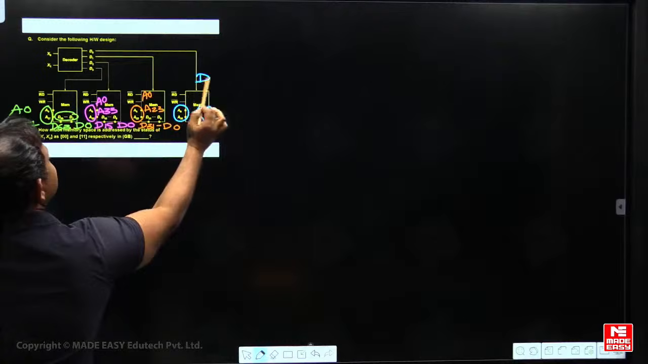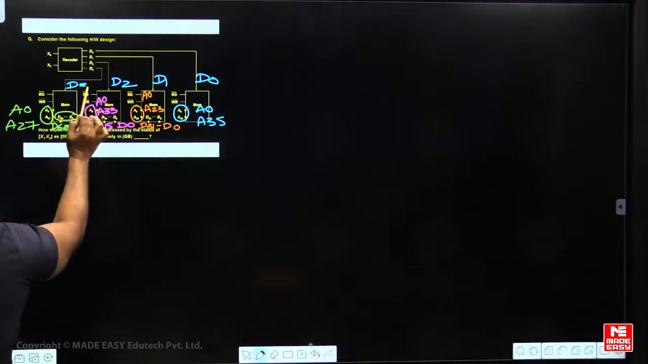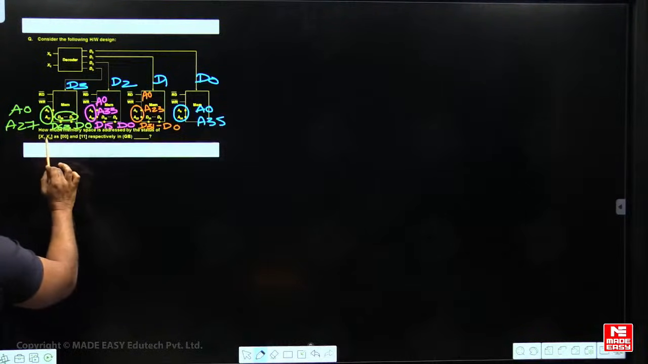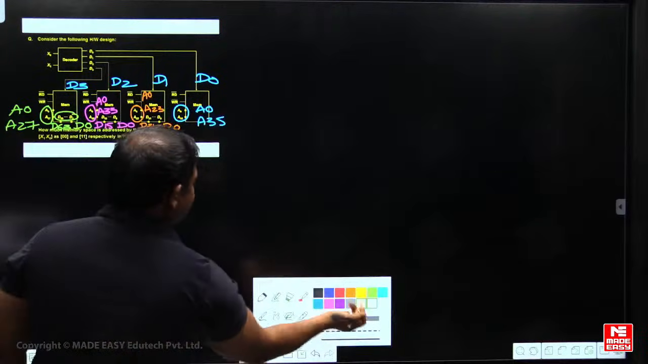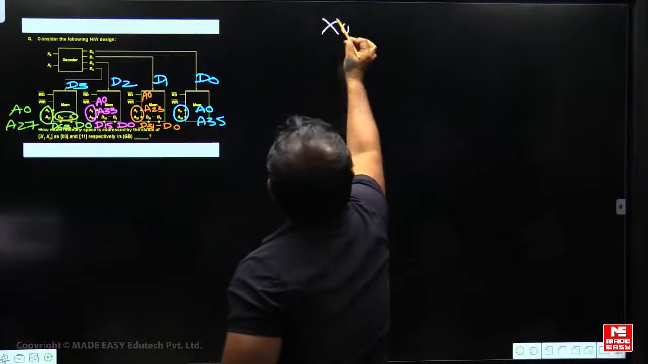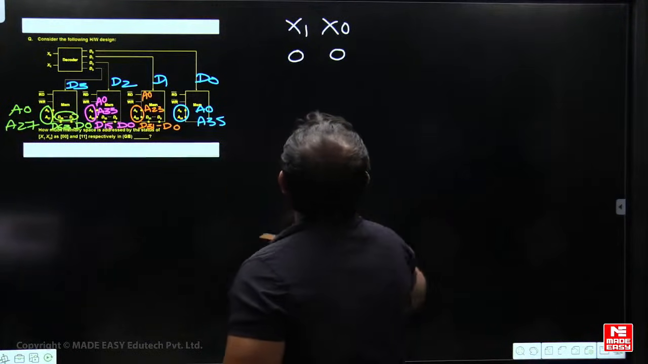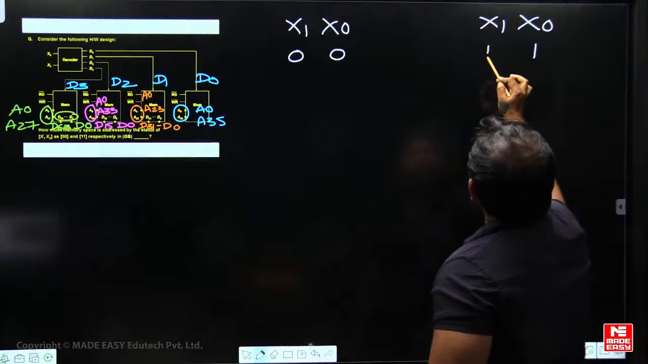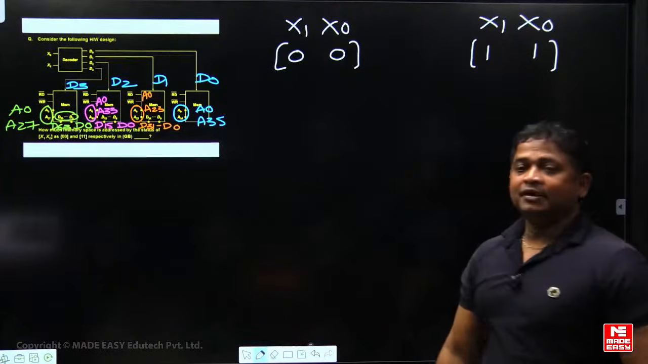Now here D0 is connected with this, D1 is connected with this, D2 with this, D3 with this. So how much memory space is addressed by the state of x0, x1 as 0, 0 and 1, 1 respectively? X0, x1 status is given. This is x0, this is x1. X0 status is 0, x1 status is 0. How much memory is possible? X0 status is 1, x1 status also 1. Then how much memory is possible? Verify.